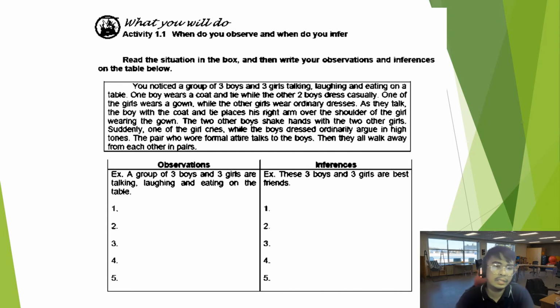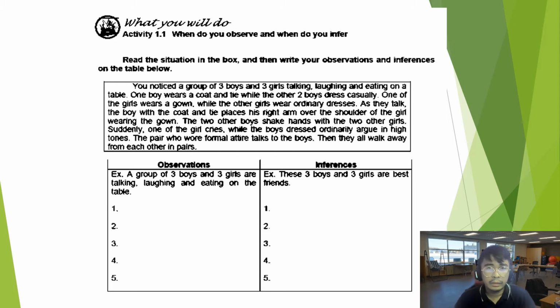Say for instance, in the example for observation, a group of 3 boys and 3 girls are talking, laughing, and eating on the table. So where did you get that? You get that out of the situation because that's your observation, right? So nakakita ka, okay? Nakakita ka ng tatlong lalaki and tatlong babae na nag-uusap, tumatawa at kumakain ng sabay-sabay sa isang mesa. That's an observation.